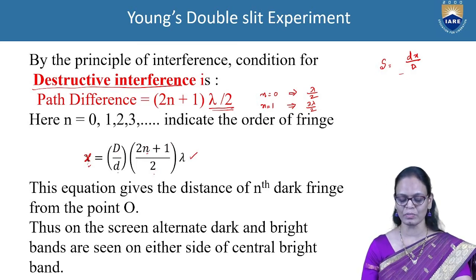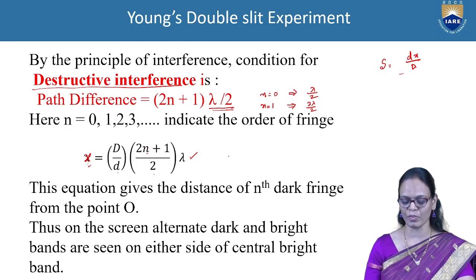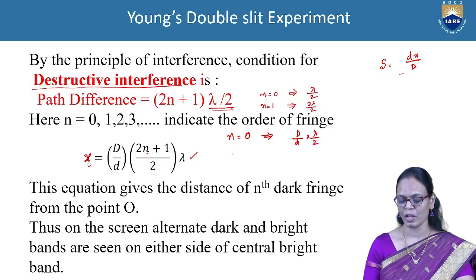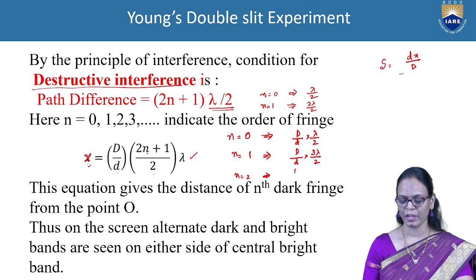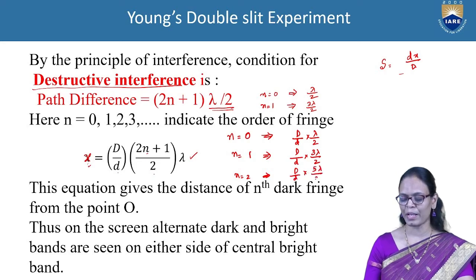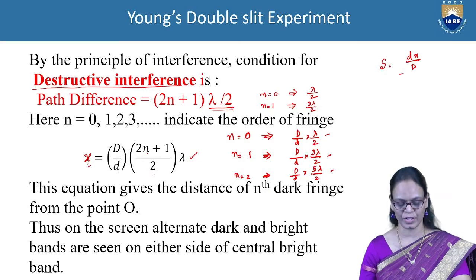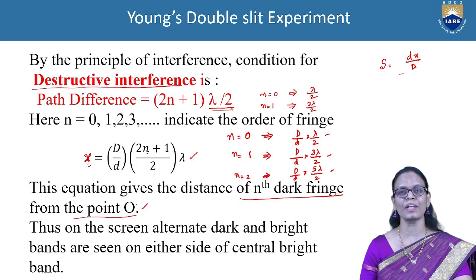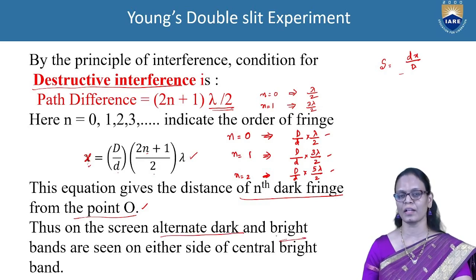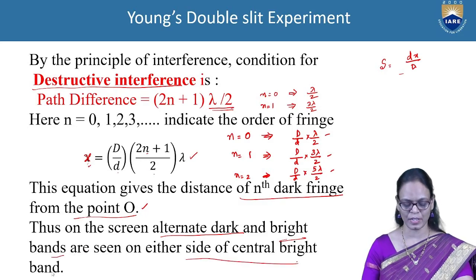So suppose n is equal to 0 here. If n is equal to 0, what do we get? D/d into λ/2. N is equal to 1 implies D/d into 3λ/2. N is equal to 2 implies D/d into 5λ/2. Means at all these positions we will get a dark fringe. So this equation gives the distance of the nth dark fringe from the point O. O is the central spot on the screen. So on the screen what we are going to have is alternate dark and bright bands on either side of the central band.